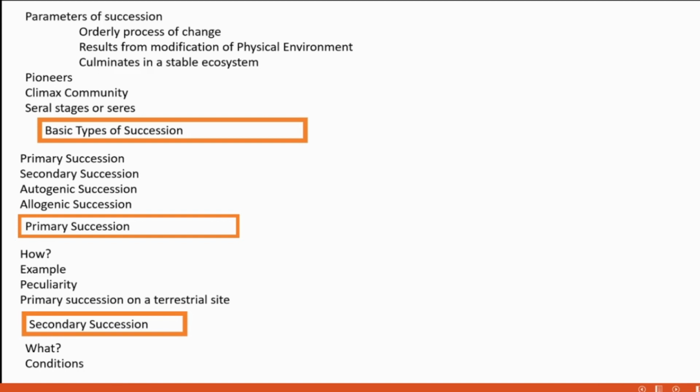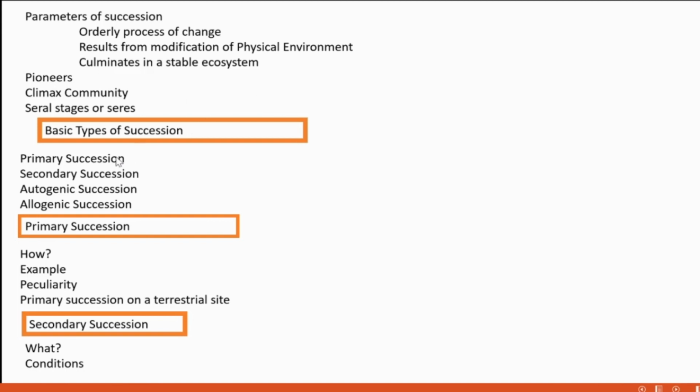Then seres or seral stages. That means the intermediate stages, because in a community first these lichens occupy, then the lichens create an environment suitable for the accommodation of the next community, then another community comes, and the next, and finally the climax. So between the climax and the pioneers, the intermediate array of communities are called seres.